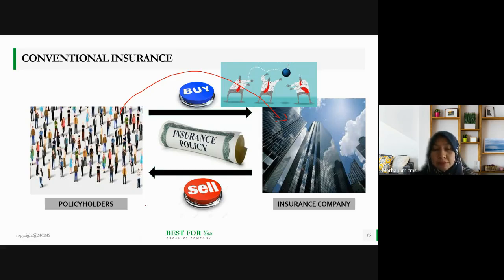Okay, from the Islamic perspective, the elements are offer and acceptance, the parties, the subject matter, and the price. The parties here are the policyholder and the insurance company. The price is the amount, or the premium. The subject matter, where is the subject matter?